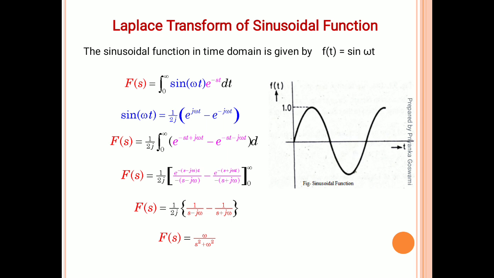Now F(s) equals 1 by 2j times [e to the power minus (s minus j omega)t divided by minus (s minus j omega), minus e to the power minus (s plus j omega)t divided by minus (s plus j omega)], with limits 0 to infinity. Now F(s) equals 1 by 2j times (1 by s minus j omega minus 1 by s plus j omega). After solving, we get F(s) equals omega by s square plus omega square. So f(t) equals sin omega t and F(s) equals omega by s square plus omega square.